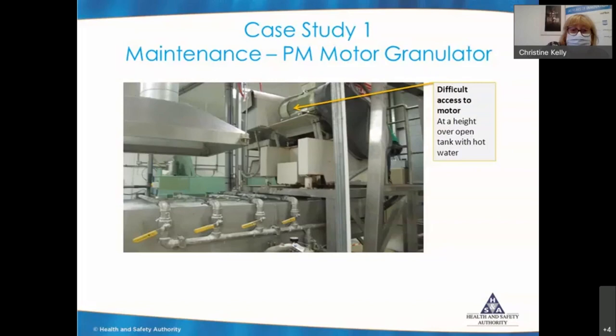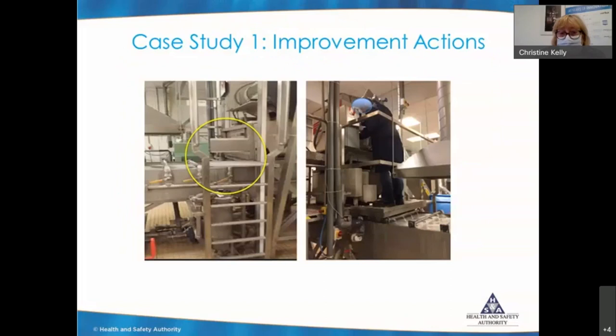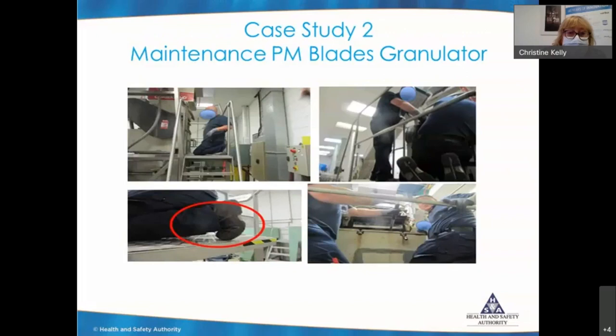So what we did is we installed a platform. We installed one which could be hinged and flapped down with a safety ladder and a safety barrier. So now, instead of having to bring equipment to the place to access the motor, it's installed on site at the machine. And all they have to do is turn down the hinge step, walk up the ladder, and they have access.